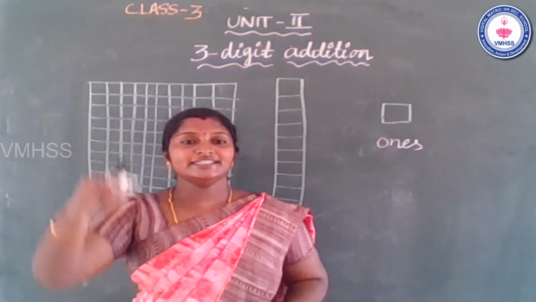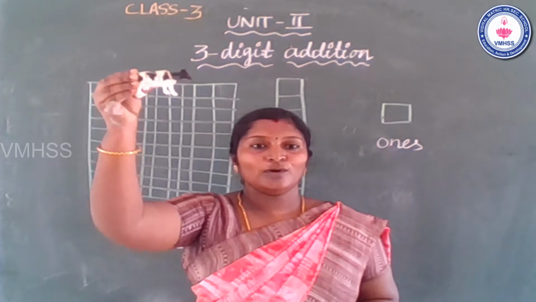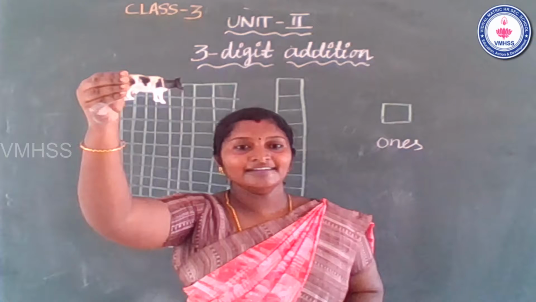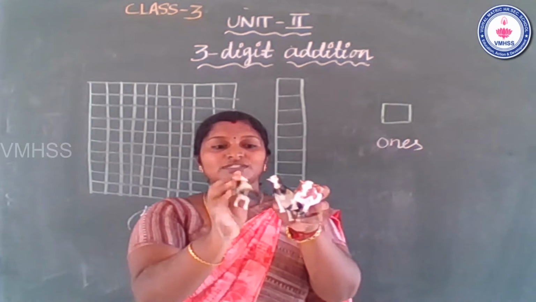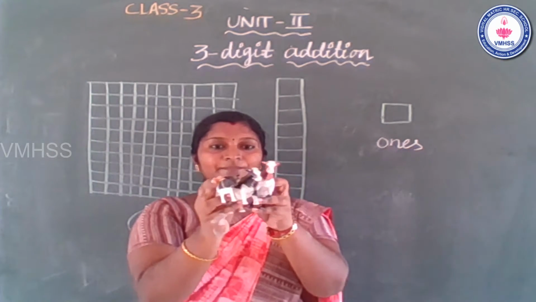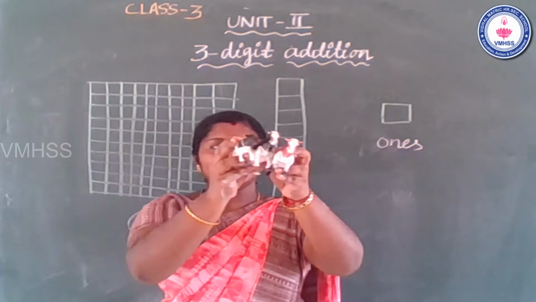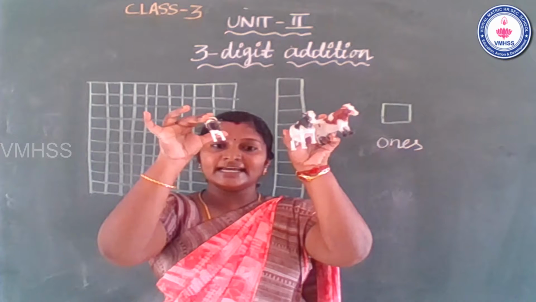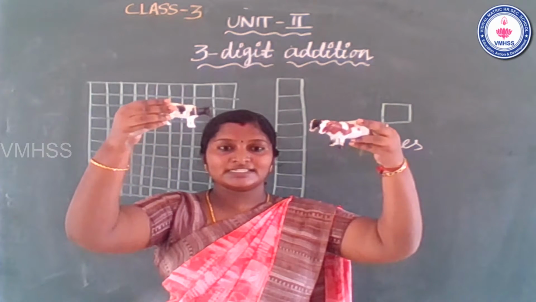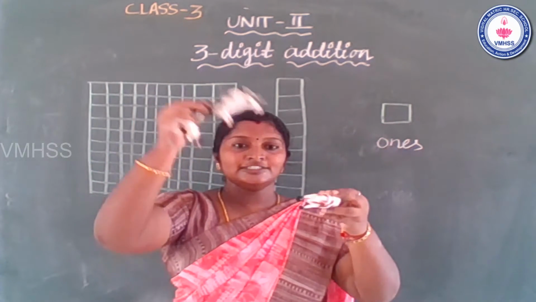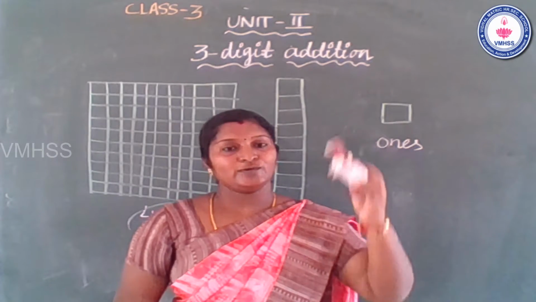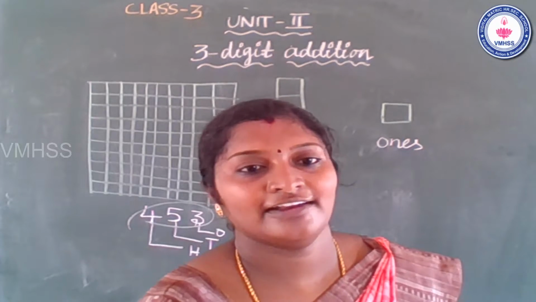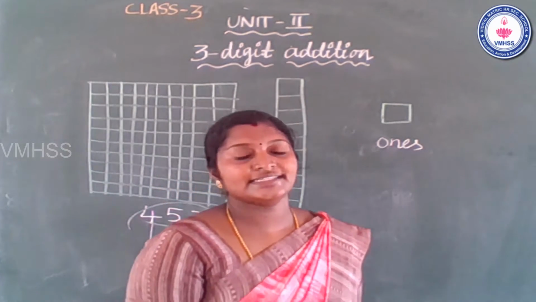Okay, students. What is this? Students, this is a cow. Very good. So, students, please see carefully. Okay. 1, 2 and 3. How many cows are there? There are 3 cows. Okay. 1, 2 and 3. Okay, students. Now, we are going to 3-digit addition. Students, please see carefully.